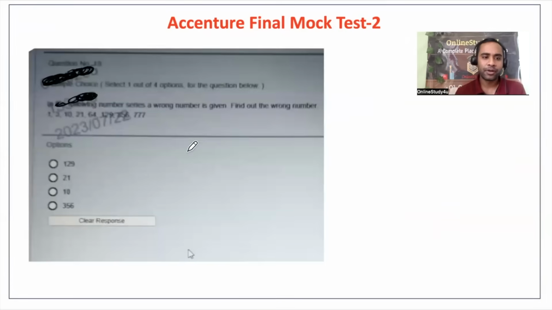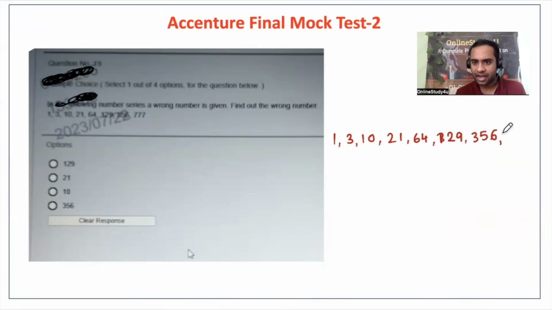Okay, now next, friends, I will write down here. So we have 1, we have 3, because it might not be visible for you, 10, 21, 64, 300 and 129, and then 356, and then 777. So what they are telling is, you have to find out the wrong number given in the series. So this is again a number series problem.